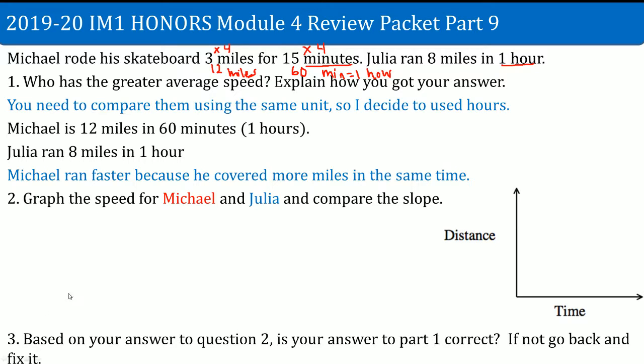Graph the speed for Michael and Julian. That is Michael. He went 12 miles in 1 hour, and Julian went 8 miles in 1 hour. Do you see how the slope for Michael, which is in red, is greater than for Julian, who is blue? Notice the red is higher. So there you go. I didn't have to change my answer.